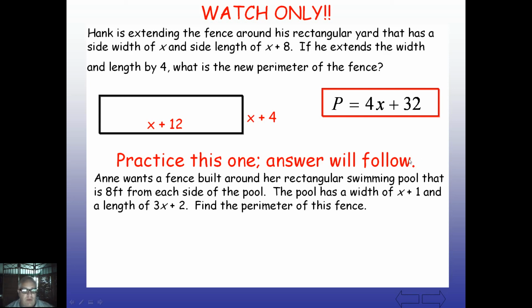It says Ann wants a fence built around a rectangular swimming pool that is 8 feet from each side of the pool. The pool has a width of x plus 1 and a length of 3x plus 2. Find the perimeter of this fence. All right, so I'll give you a minute or two there. Well, heck, you can take as long as you want. Just press pause, and I'm not going anywhere.